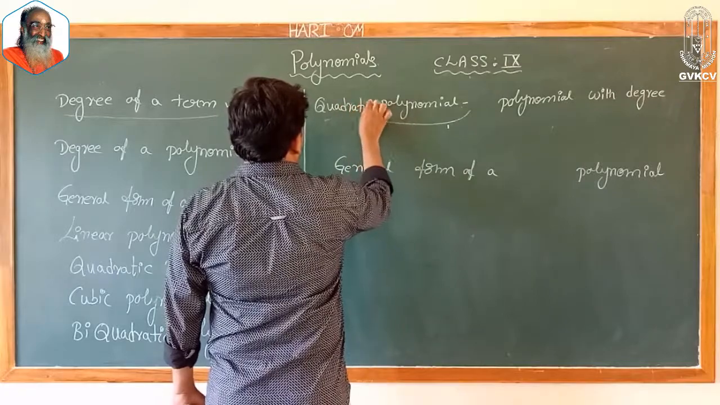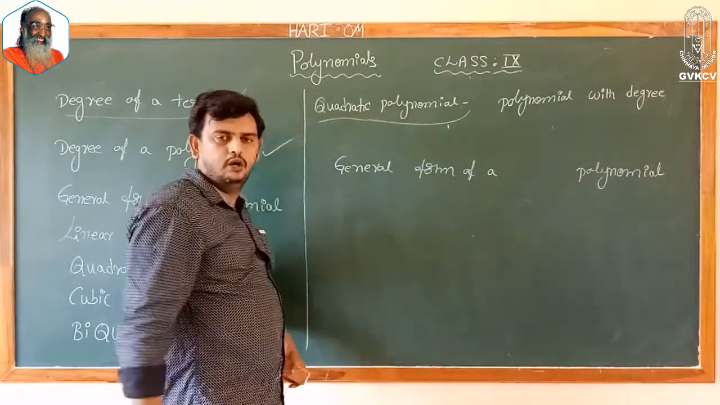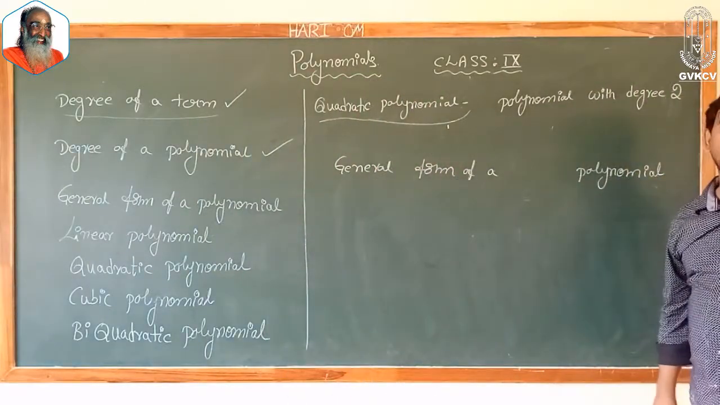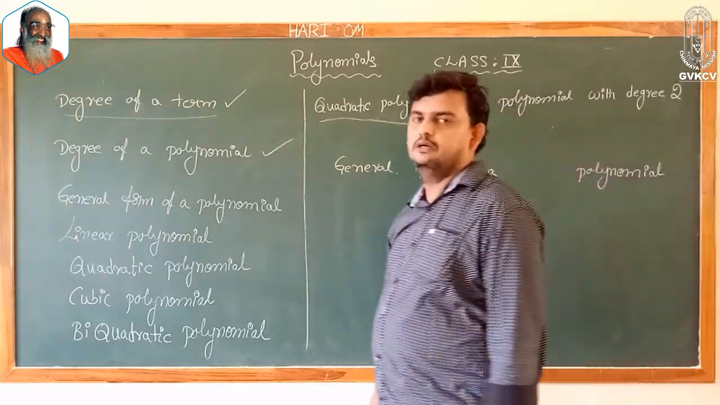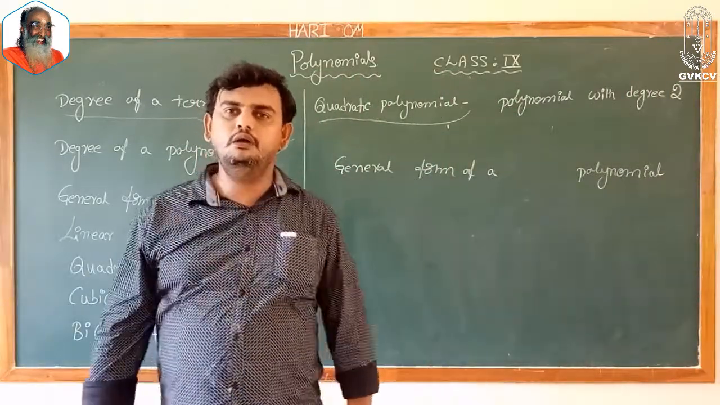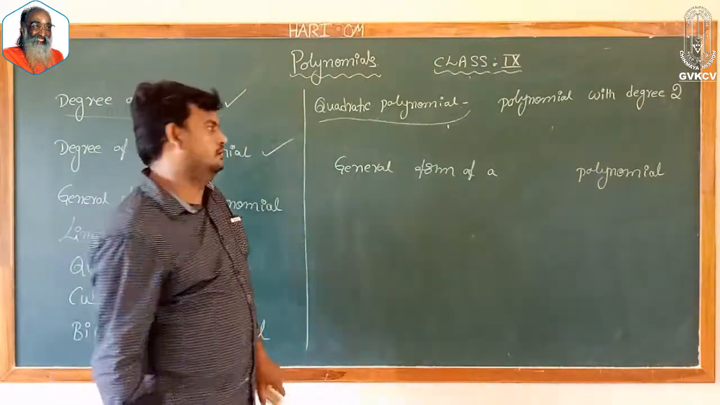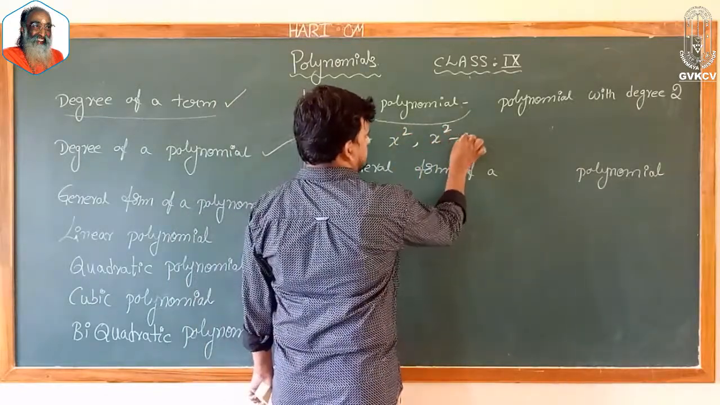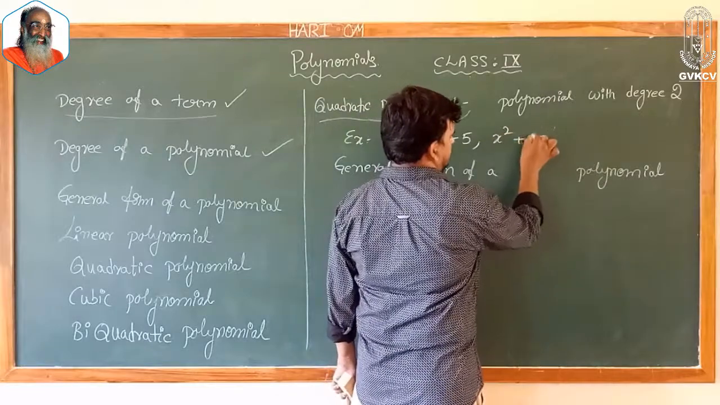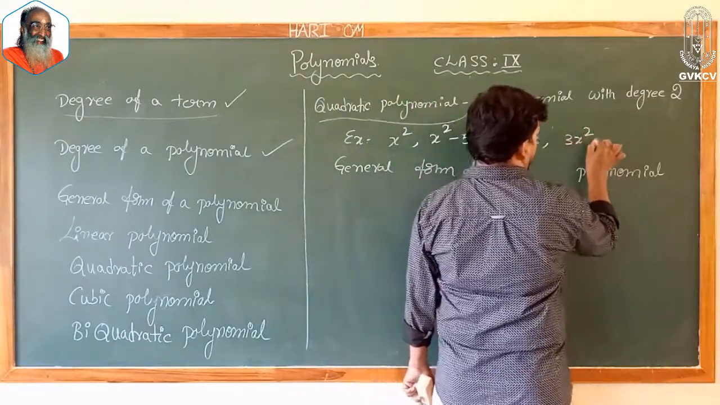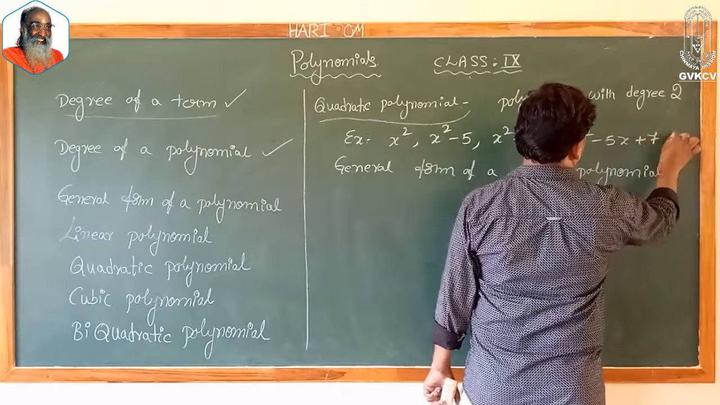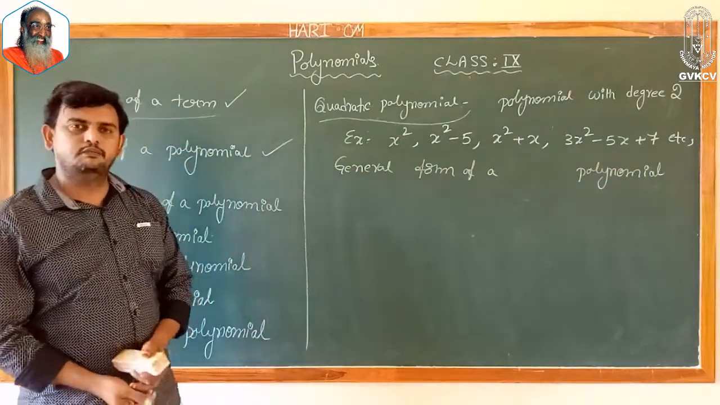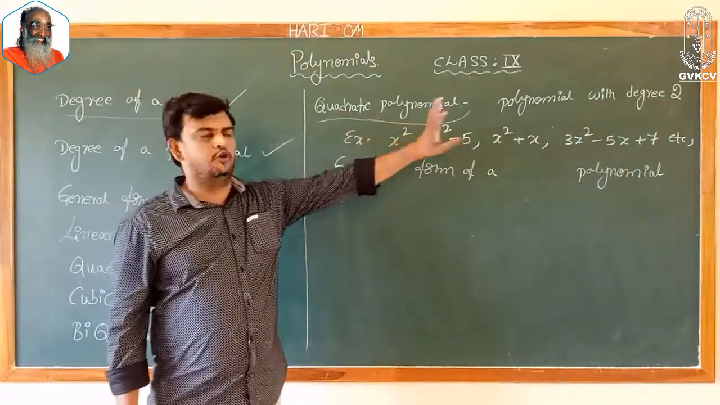Now you can understand what is a quadratic polynomial. When the degree is 1, it is called a linear polynomial. A polynomial with degree 2 is called a quadratic polynomial. For example, x square minus 5, x square plus x, 3x square minus 5x plus 7, etc. All these are nothing but examples of quadratic polynomials.